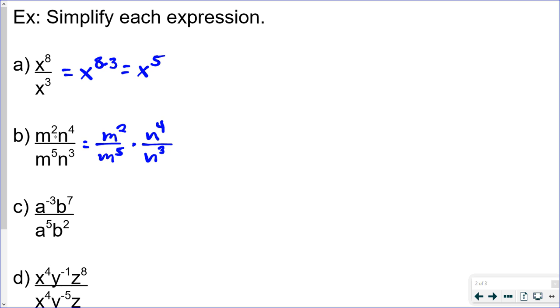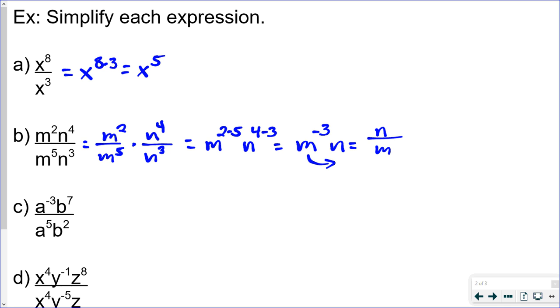So the m's, we subtract the exponents. So it's going to be 2 minus 5. And the n's are 4 minus 3. So we end up with m to the negative 3rd, n to the 1st, and we don't need to write that 1. Now don't leave your answer with the negative exponent. So remember, to change it into a positive exponent, move it down in the denominator. The n is fine, so we leave the n where it's at, and we just move the m to the 3rd into the denominator.